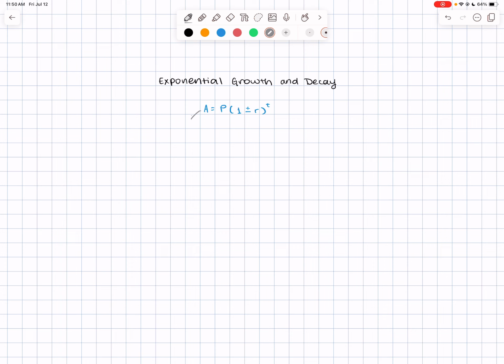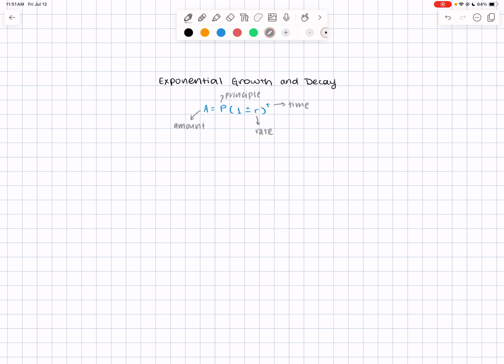So A stands for amount. P stands for principal. And I'll talk about what these mean in a second, so don't get too stressed. R means rate, and T stands for time. So amount is basically your total amount, like what you have at the end, or what you have at the beginning is your principal. What you have at the end is your amount.